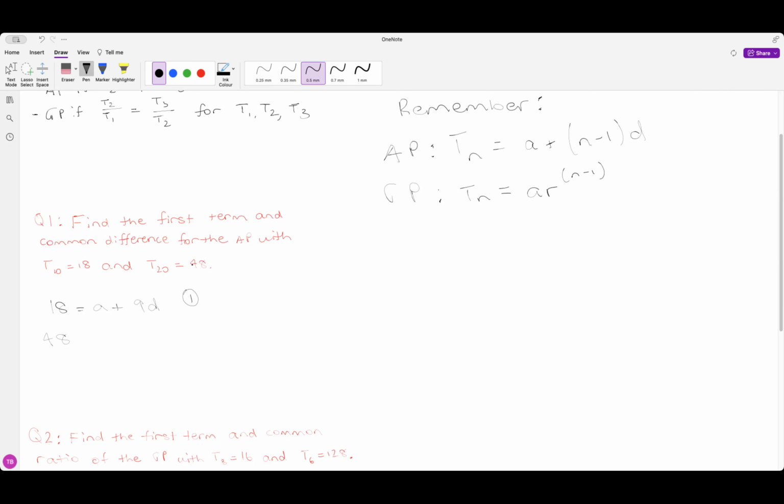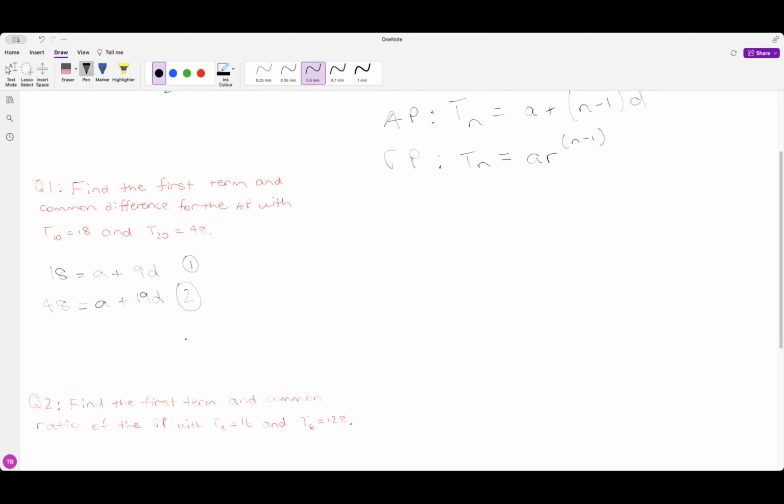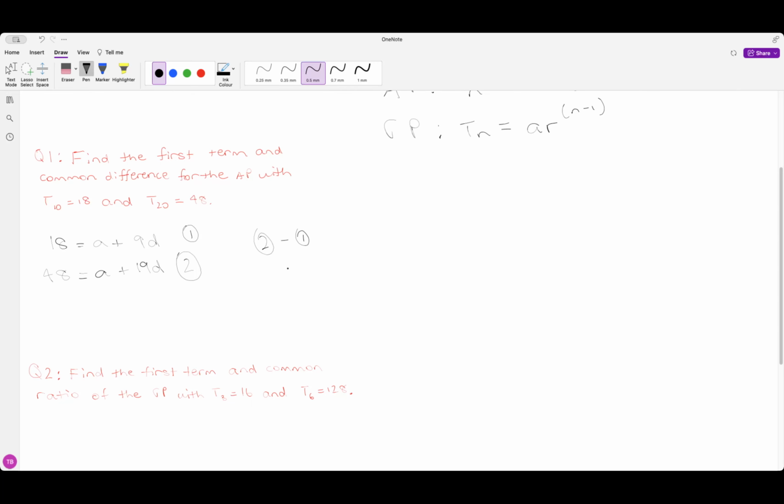Also, for this second one, I can say 48 is equal to that same a, plus, and now it's 19 times the difference, and I'll call that equation 2. Now, if you remember from simultaneous equations, hopefully from previously, I'm not going to go into too much detail on why I'm doing what I'm doing, but I'm going to subtract 1 from 2. If it isn't clear why I'm doing this, I'd recommend going back and learning those previous topics. But essentially, this eliminates this variable. So what that gives me is 19d minus 9d, which is 10d, is equal to 48 minus 18, which is 30.